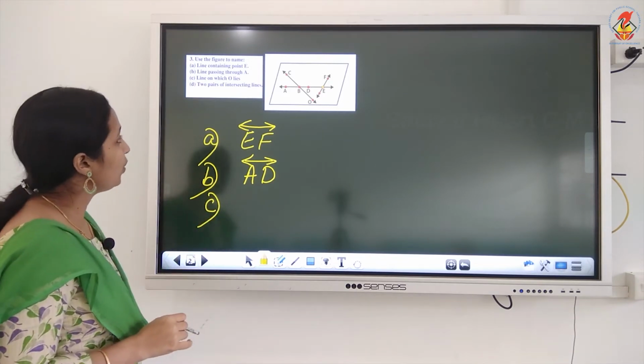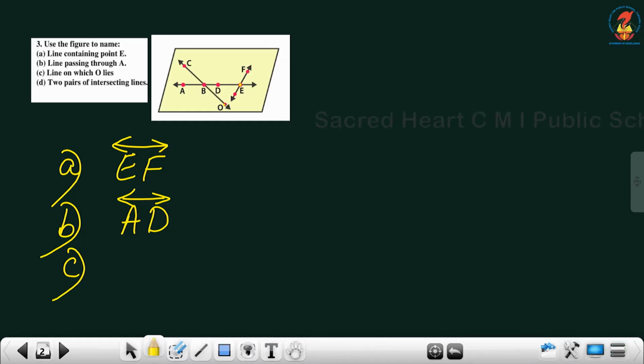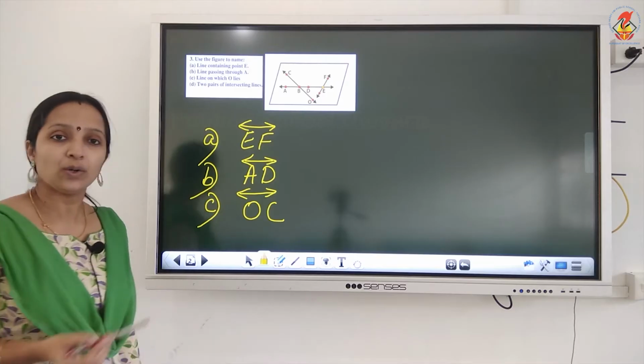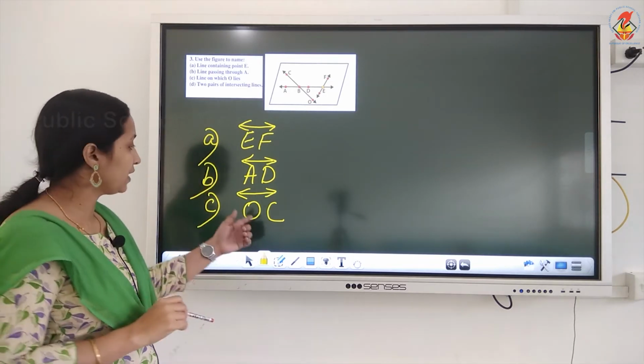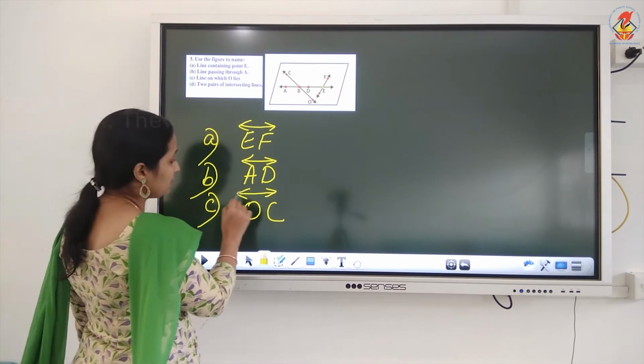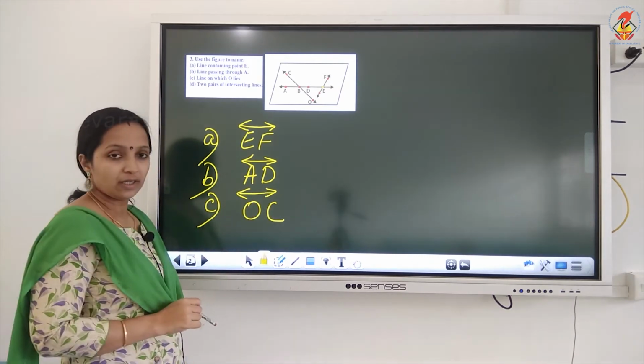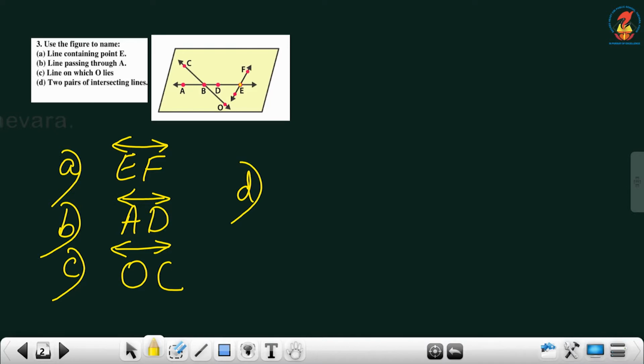Now question number C. Line on which O lies. O is here. So which line contains the point O? You can write line OC, or you can write OB also, no problem. OC or OB. So they are asking only one name, that's why we are writing only one name and just put the line symbol over it. Okay children.